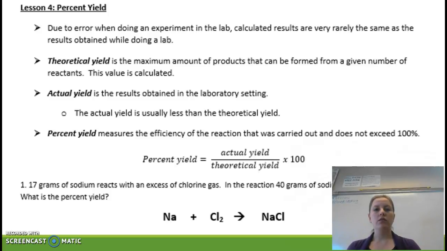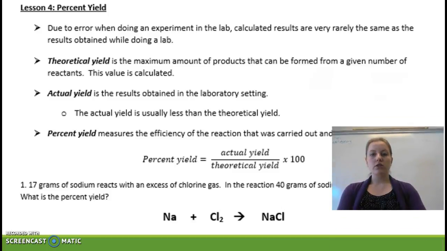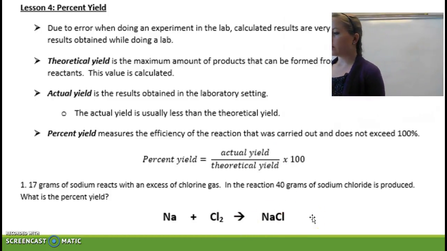So the theoretical yield is essentially what you would calculate, what you think you should get, whereas the actual yield is what you're going to actually get in lab. The percent yield is essentially going to be a ratio of those two, so the actual yield to the theoretical yield times 100. We're going to go through a practice problem, but this is more straightforward than a lot of the other stuff we've been doing, except some of it does involve these types of calculations.